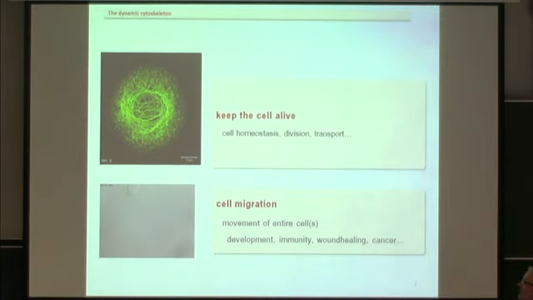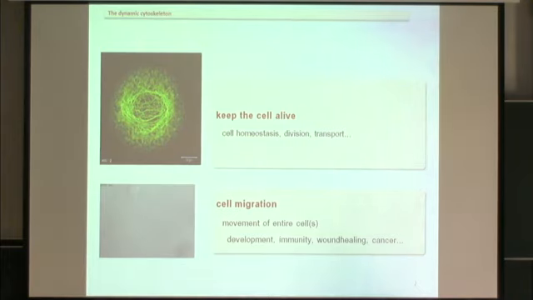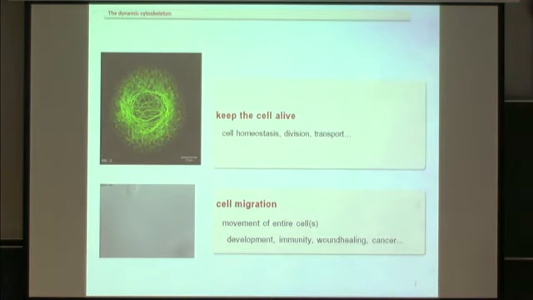And the second part we're talking about here is, of course, cell migration. So cell migration is the movement of an entire cell, of a single cell, or, and Rudolf will tell you more about it, the movement or migration of groups of cells, which is also very important and very prominent in a living organism like we are.